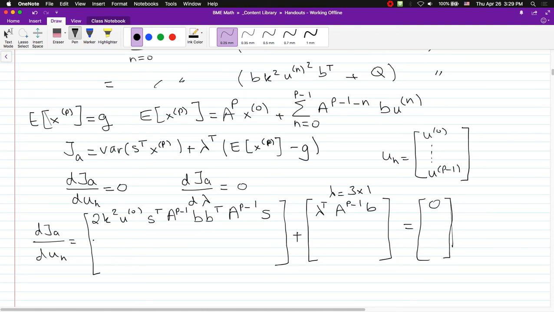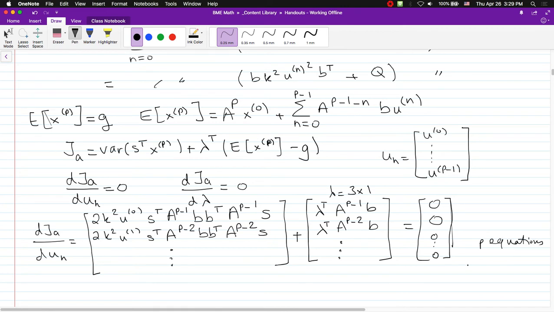The derivative of this with respect to u1 is 2k squared u1 S transpose A P minus 2 B transpose A P minus 2 times S. The derivative of this with respect to u1 is lambda transpose A P minus 2 times B, and that's equal to 0. So you do this with all the u's and you get P equations.